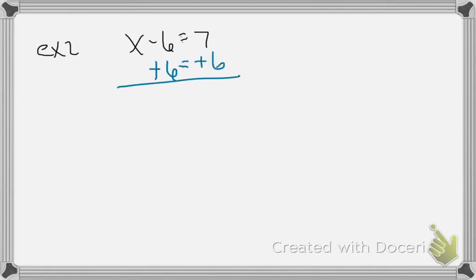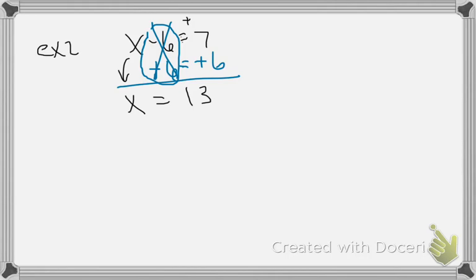Do you remember what this is called right here? It should be a zero pair, so it cancels each other out. You'll bring down your x. Watch your sign here. I have a plus and a plus. That means I add the numbers, so it's 13, and they're both positive. So my answer is positive 13.